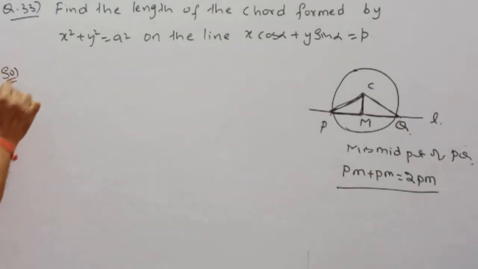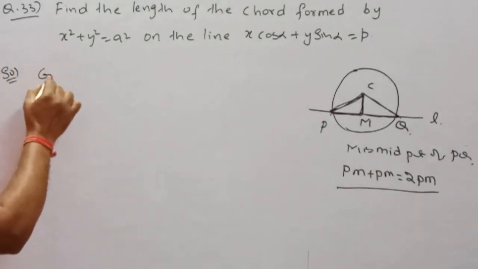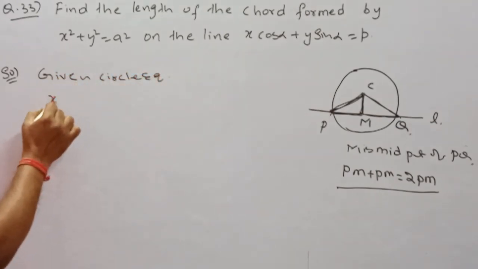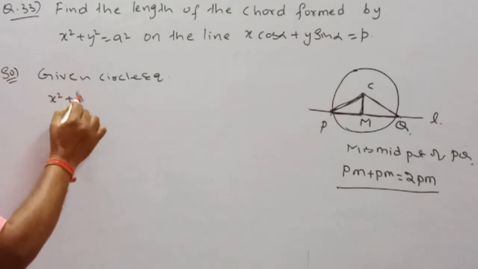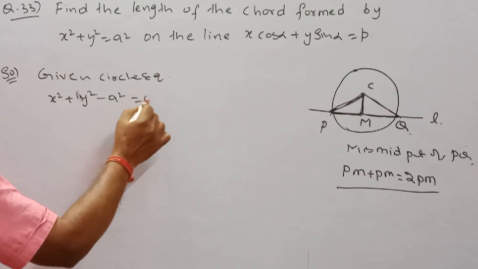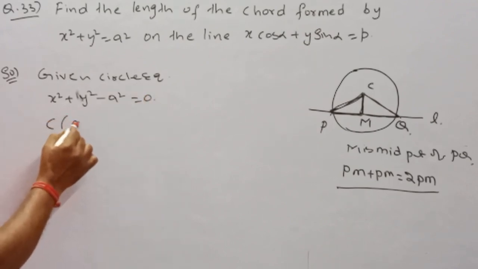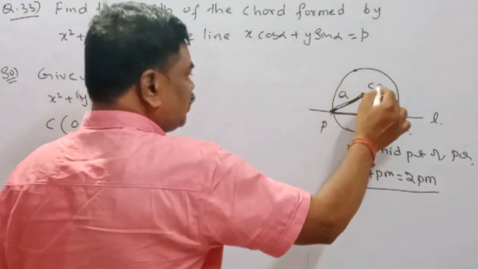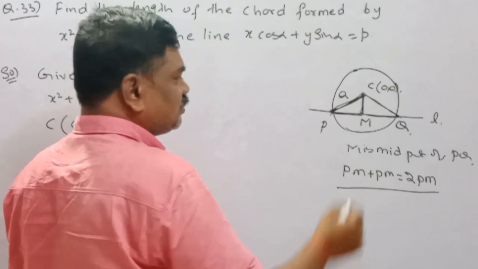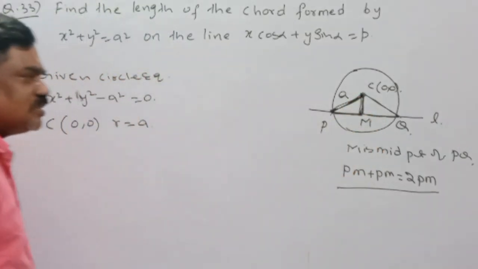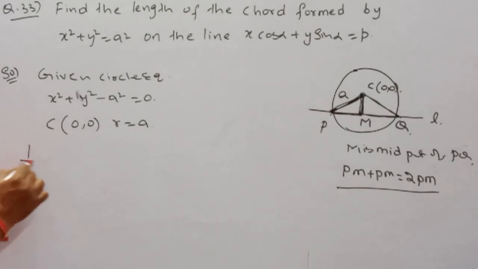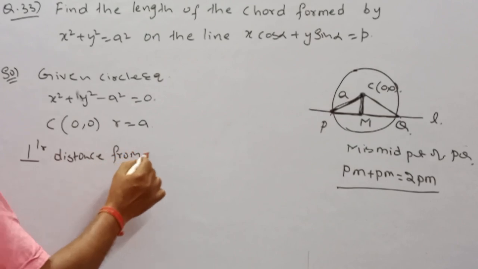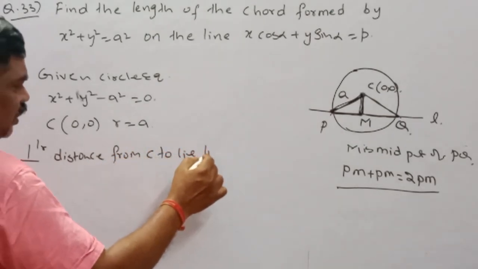So here you see the given circle equation x square plus y square minus a square equal to 0. Center of the circle is (0, 0) and the radius is a. CM is the perpendicular distance from C to the line L.